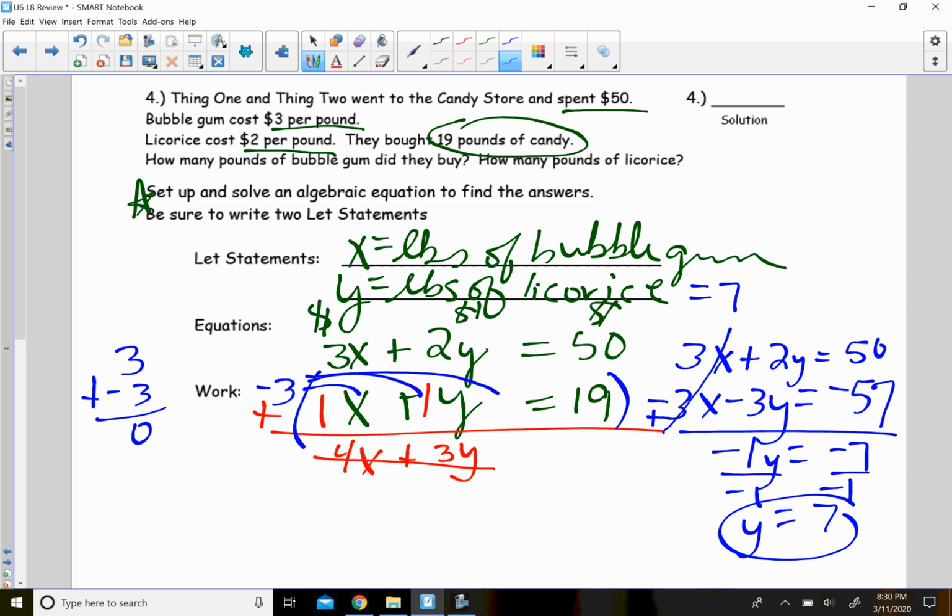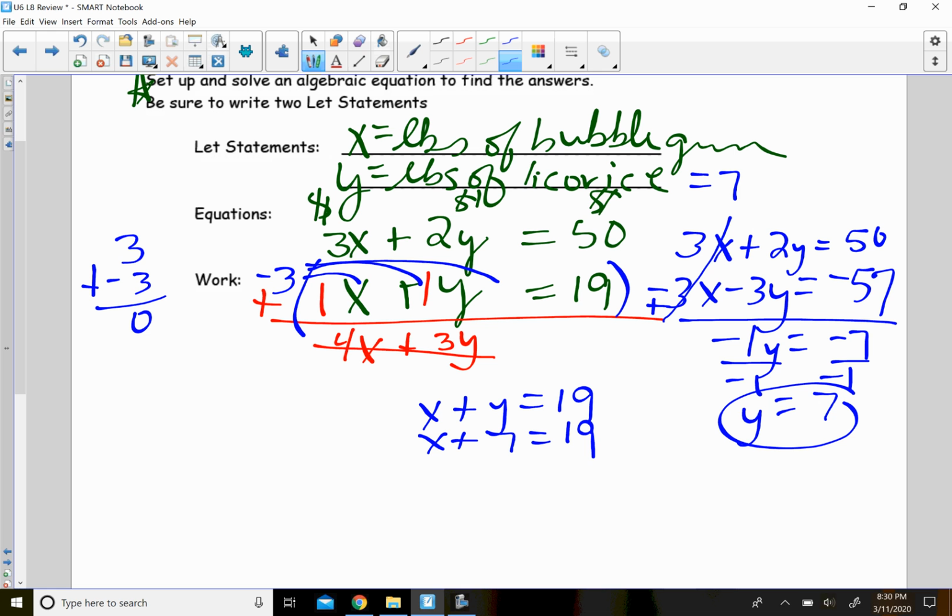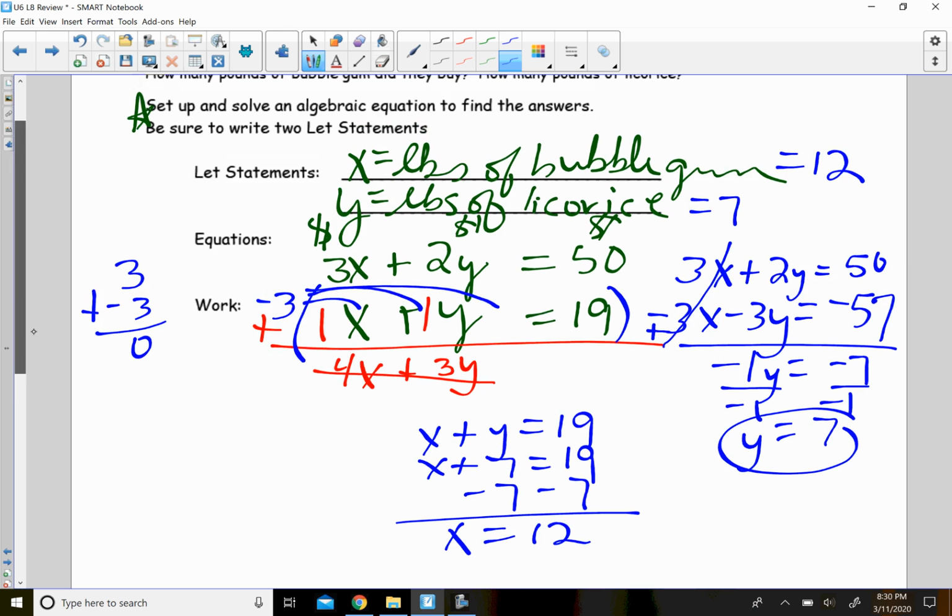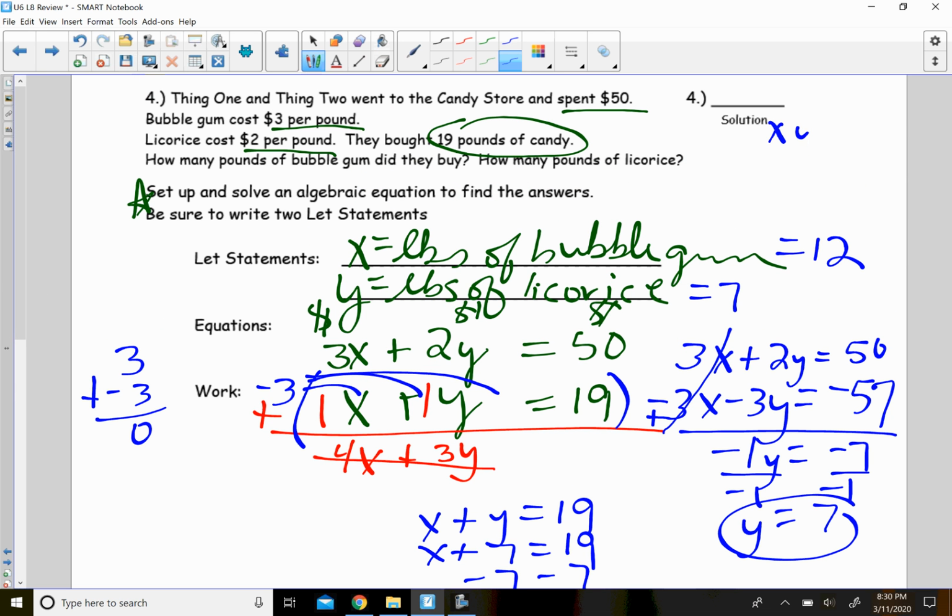Kind of gross. So then if I go back, it was x plus y equals 19. So something plus 7 equals 19. If I take away 7 on both sides, they ordered 12 pounds of bubble gum. So my solution, don't forget to go back, solution is always an x followed by the y. So it would be 12, 7. 12 pounds of bubble gum, 7 pounds of licorice, 19 pounds, $50 total.